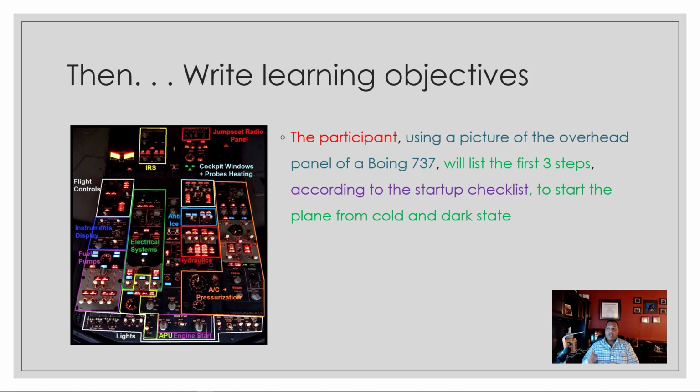And then in green, we have 2 different greens, but they are the same thing. Basically, we're talking about what the action is. The action is to list the first 3 steps to start the plane from cold and dark. That's the action that we want to evaluate. And then in purple is with what accuracy we want them to do it, according to the startup checklist. So that basically has to be apples to apples. If the checklist says you have to do these three things first, that's exactly what we expect them to show us or to tell us. They're going to list the 3 steps.